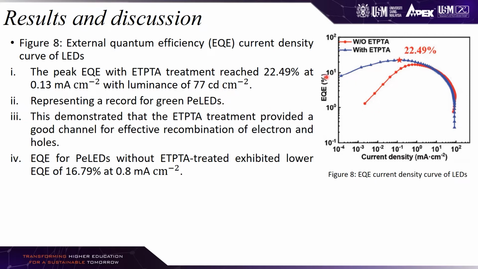As we can see here, this is the blue line. The maximum we can reach for the EQE is 22.49%, and this represents a record for green perovskite LEDs. This demonstrated that the ETPTA treatment provided a good channel for effective recombination of electrons and holes. The EQE for perovskite LEDs without ETPTA treatment exhibited a lower EQE of 16.79% at 0.8 mA per centimeter square.